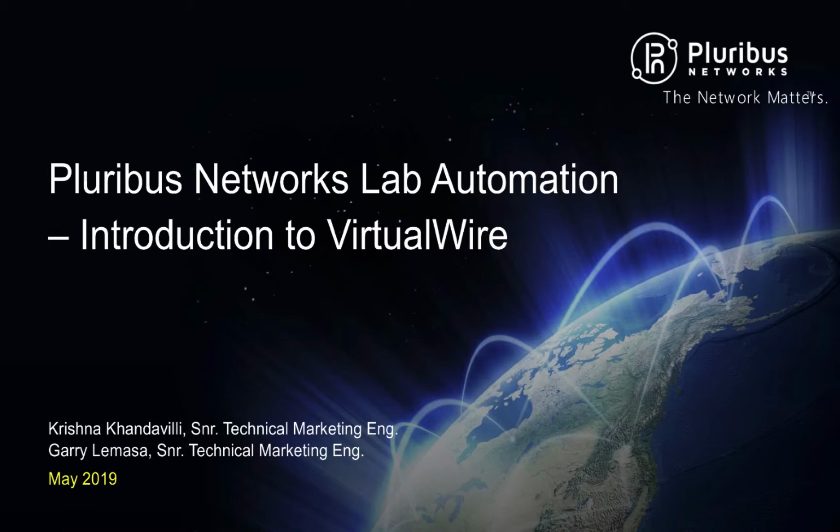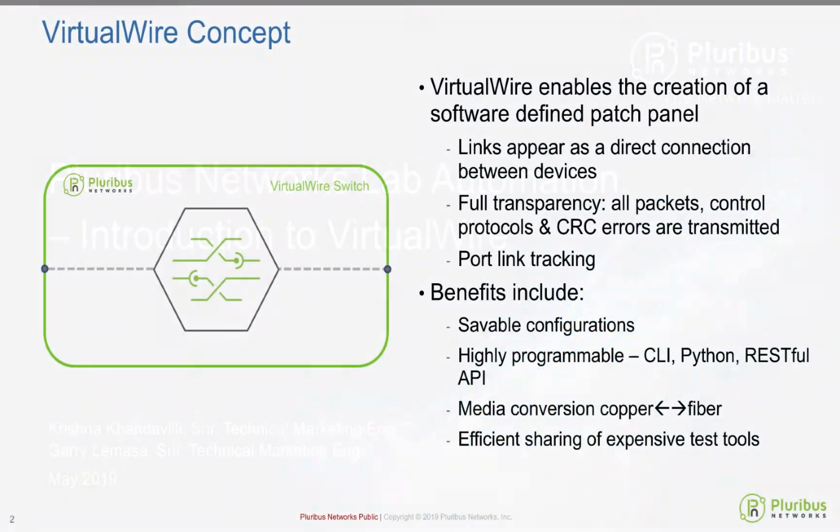In this video, we'll be covering a short introduction to Pluribus Network's lab automation feature, VirtualWire. VirtualWire is a NetVisor technology that enables admins to create a virtualized patch panel out of an open networking switch. Essentially, VirtualWires are links between physical ports either on the same switch or on a switch in another cluster in the fabric. All packets, including control packets or even CRC errors, are transmitted across the link, and the state of the ports in either end of the VirtualWire is synchronized. So if one port goes down, the corresponding port on the other end does too.